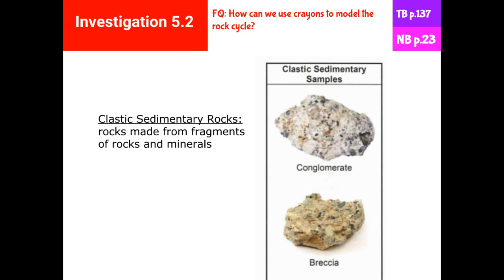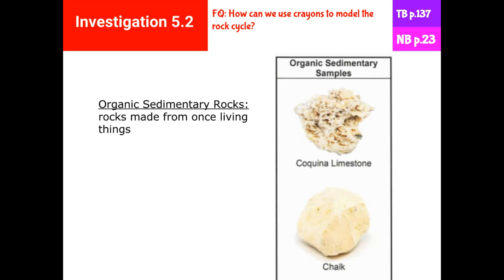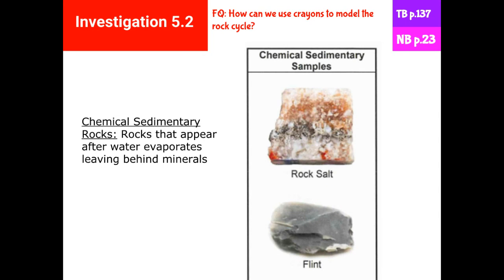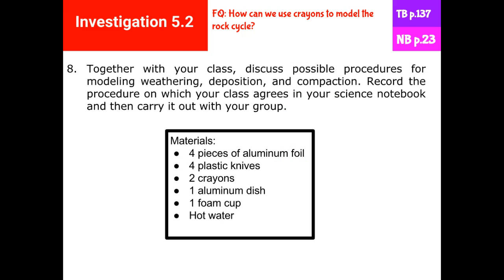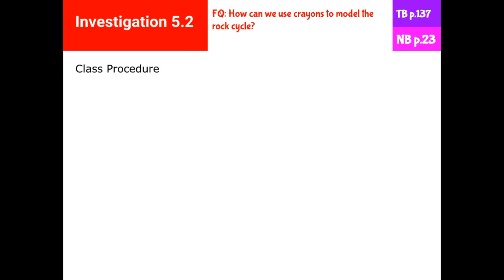Clastic sedimentary rocks are rocks made from fragments of rocks and other minerals. Organic rocks are rocks made from once living organisms. And chemical sedimentary rocks are rocks that appear after water evaporates, leaving minerals behind. You can discuss the procedures for creating weathering, deposition, and compaction, and record those in your textbook or in your notebook. And then you're going to make sure you write down what your procedure is going to be for tomorrow when we get the materials out.